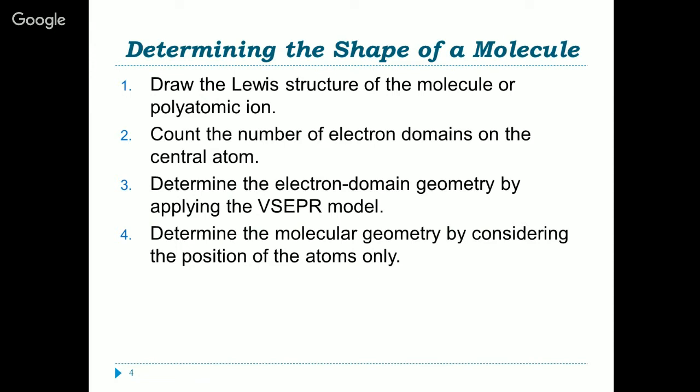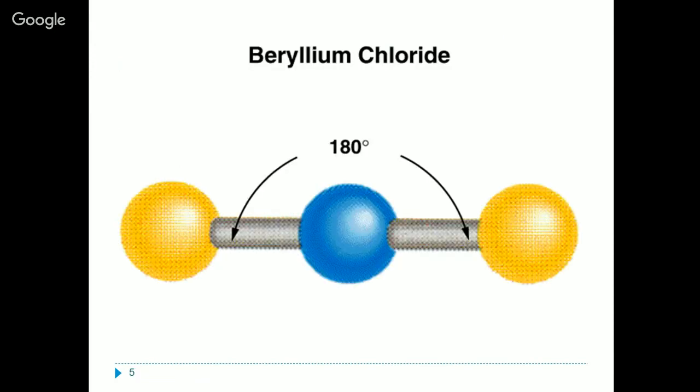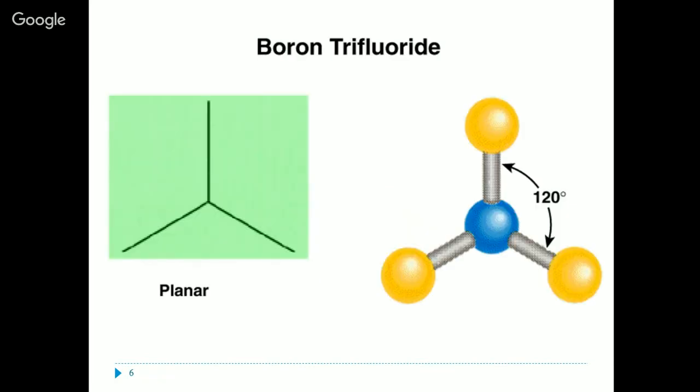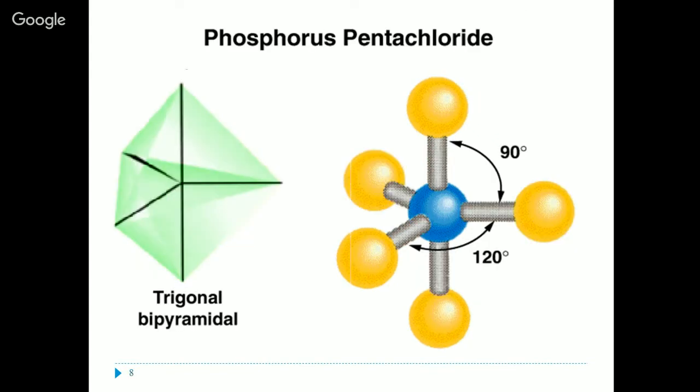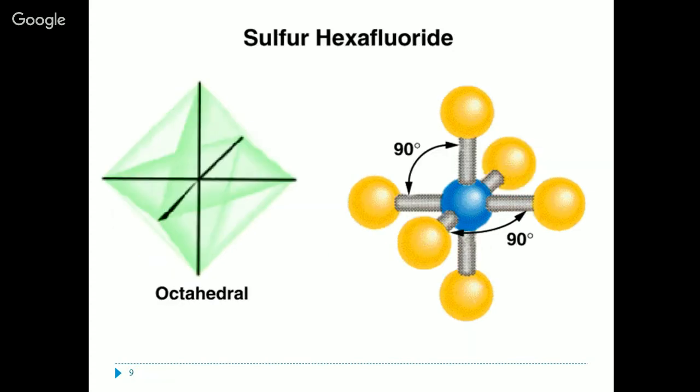We can determine the molecular geometry by considering the positions of the atoms only. So here we have a linear molecule, beryllium chloride. Here we have boron trifluoride, which is trigonal planar. And these are the instances on that first part of the shape sheet where we only have atoms present. So methane is tetrahedral, which is CH4. Phosphorus pentachloride, trigonal bipyramidal. And sulfur hexafluoride gives us an octahedral shape. So once again, those are all when we just have atoms surrounding the central atom. Those are our shapes. 0 lone pairs on the central atom.